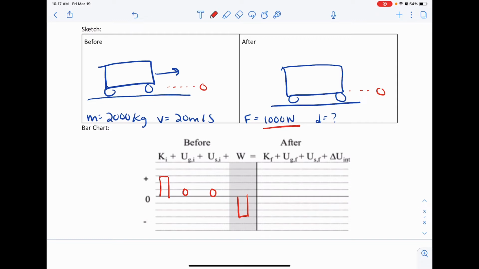Now after the car stops, due to that frictional force, it's not moving, so it has no kinetic. It still hasn't moved up or down, so there's no gravitational. There's no elastic because nothing elastic stretches or compresses. And we're putting no internal energy. Now, if we included the ground or other things that exerted a frictional force in our system, then we would have internal energy. But it's going to be easier to just not include that in our system and then say it all does work. So that's why I did that here.